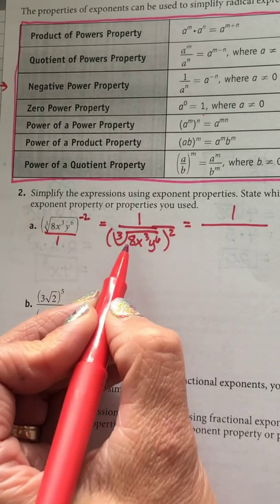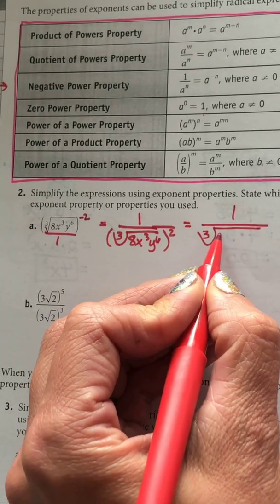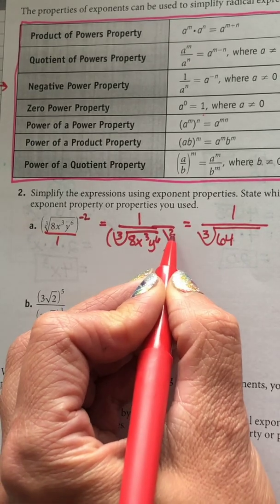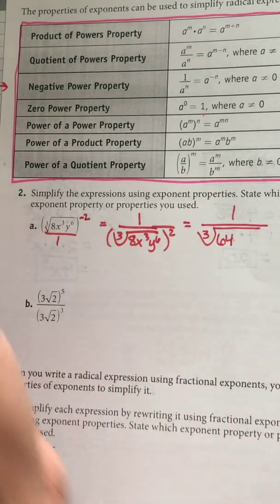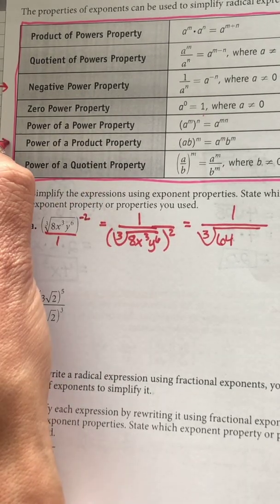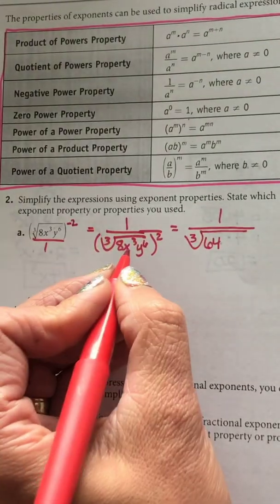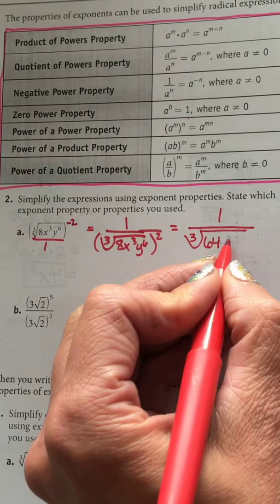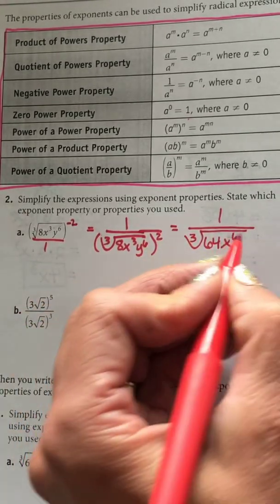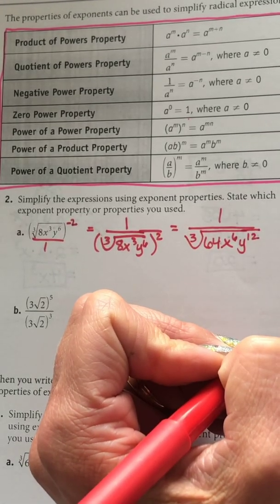So let's raise each term. 8 to the 2nd power is 8 squared, which is 64. X cubed to the 2nd power, power to power we multiply, so we are using the power of a power property. Actually, it's a product, so power of a product property is what we're using now. And let's see, 3 times 2 is 6, so that would be x to the 6th. And then y to the 6th raised to the 2nd power, 6 times 2 is 12, so that would be y to the 12th.